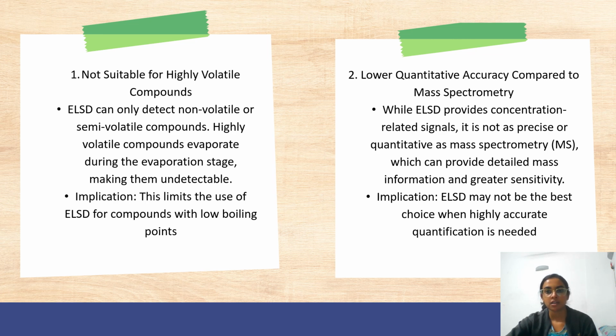The second is lower quantitative accuracy compared to mass spectrometry. While ELSD provides concentration-related signals, it is not as precise or quantitative as mass spectrometry, which can provide detailed mass information and greater sensitivity. And its implication is that ELSD may not be the best choice when highly accurate quantification is needed.